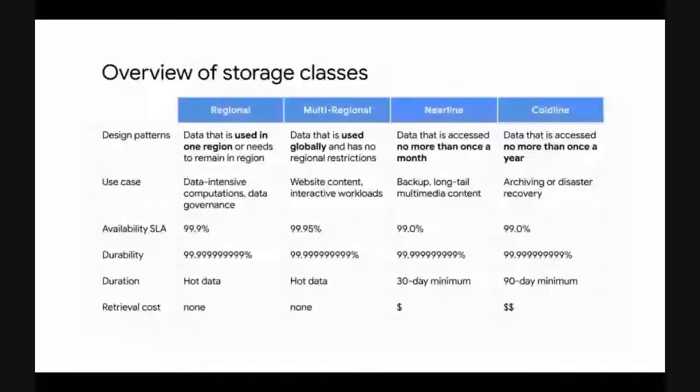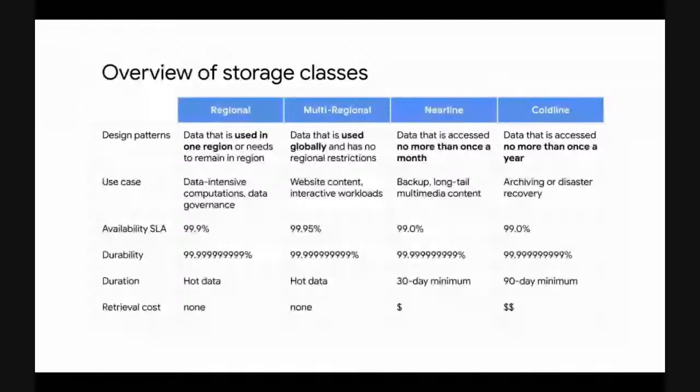Multi-regional storage, on the other hand, is geo-redundant, which means Cloud Storage stores your data redundantly in at least two geographic locations separated by at least 100 miles within the multi-region location of the bucket. We will see what a bucket is later in this session. Multi-regional storage can be used only in multi-regional locations such as the United States, the European Union, or Asia. So multi-regional storage is appropriate for storing data that's frequently accessed, such as serving website content, interactive workloads, or data supporting mobile and gaming applications.